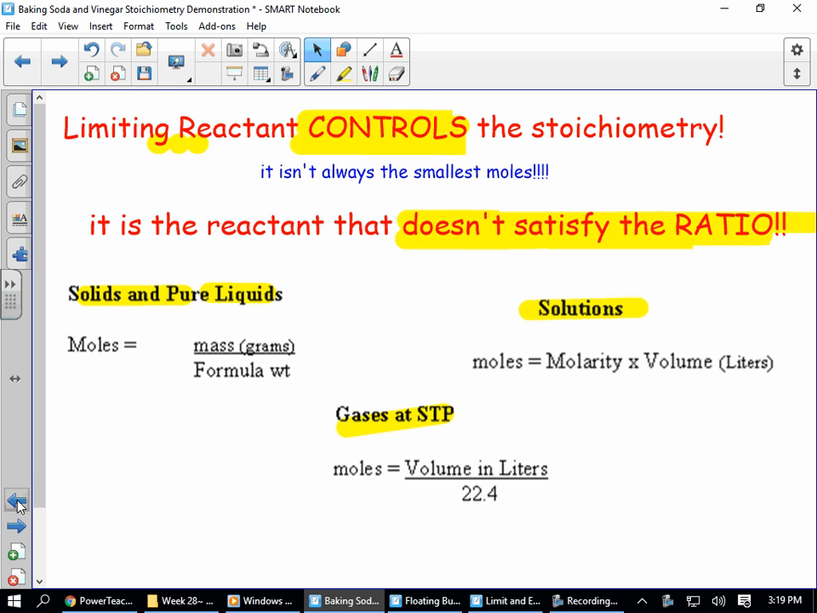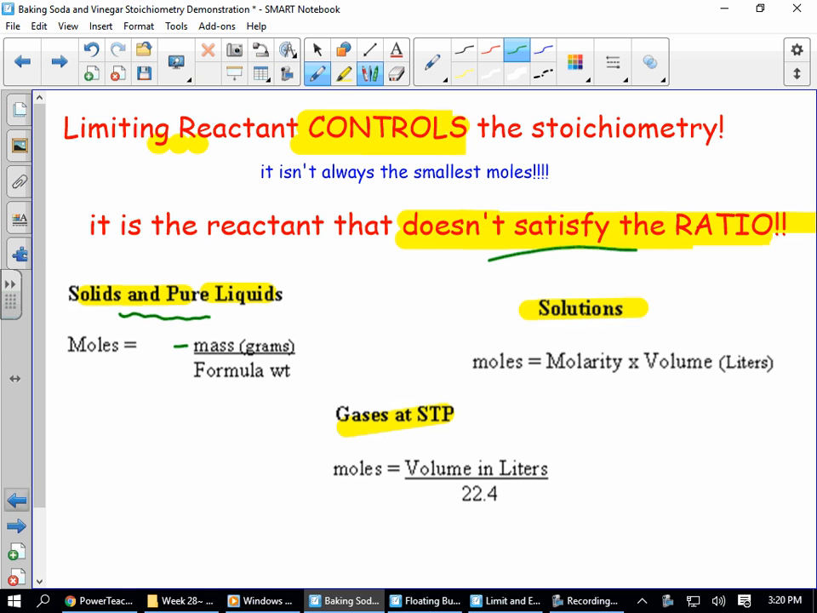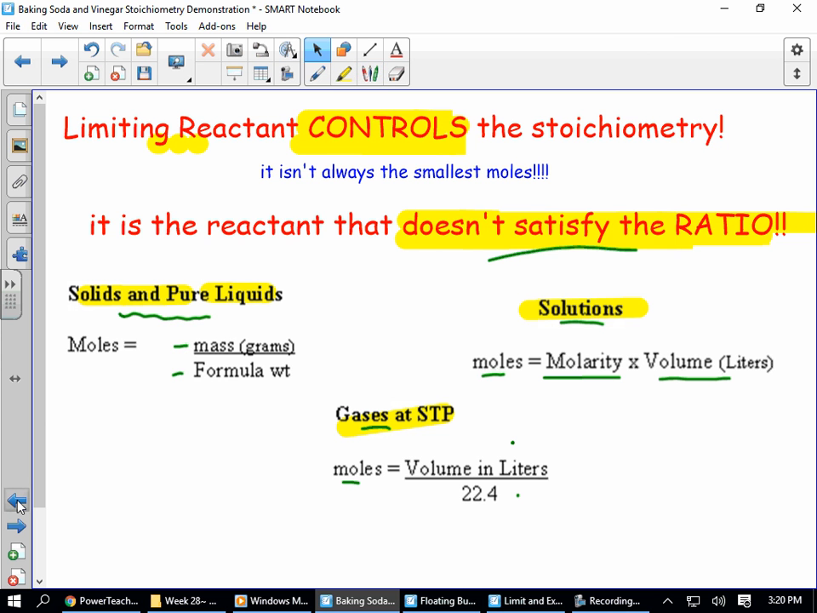We know that the limiting reactant controls the stoichiometry. It's not always the smallest number of moles. It's the one that does not satisfy the ratio. We also know that for a solid, pure liquid, or pure gas, moles equal mass over formula weight. If we have a solution, moles equal molarity times volume in liters. And if we have a gas, moles equal volume in liters over 22.4.